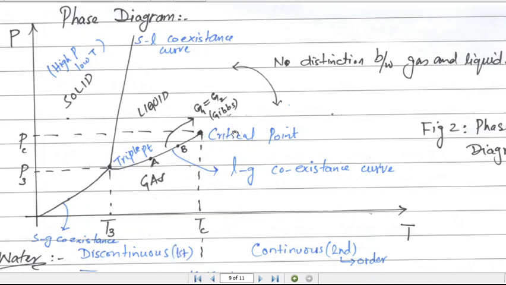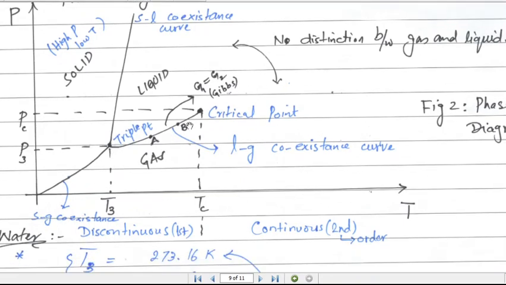Whereas after this critical point, where there is no distinction between these two phases, it means that we can regard this as a continuous phase transition, which is known as a second order phase transition. So on these lines, both of these phases can coexist. That is, the liquid and gas phase can coexist on this line, whereas on this line, liquid and solid can coexist. Whereas on this line, solid and gas can coexist. And this coexistence can give you different information about the system.